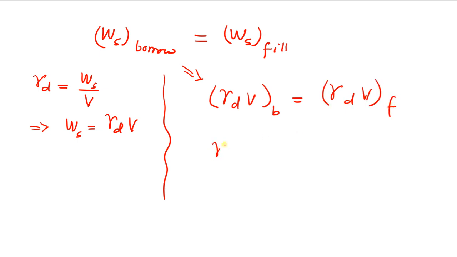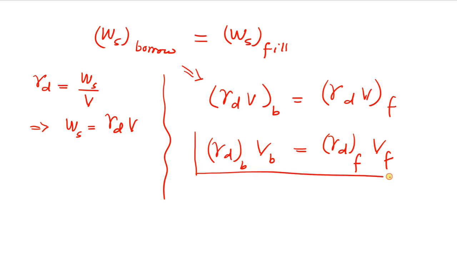So I can write dry unit weight of the borrow area times volume of the borrow area should be equal to dry unit weight of the fill times the total volume of the fill. So this is one formula that we are going to use in our coming examples. There is another formula. Okay, let's look at it.